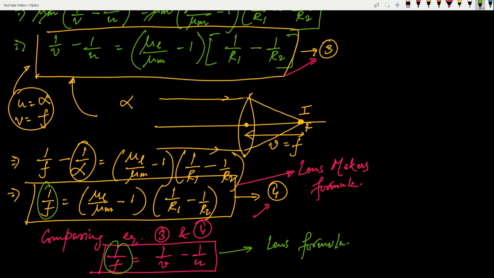Again, 1 by f can be written in terms of refractive index as mu L by mu m minus 1, multiplied by 1 by r1 minus 1 by r2. So these are the two important formulas that you need to remember. I hope this concept is clear. Now let's dissect this formula and see when we can apply it. There are certain conditions, we'll be looking into that. So let's move into that.